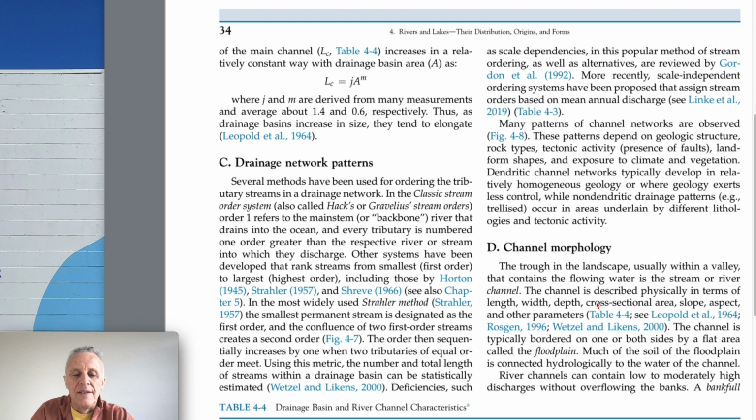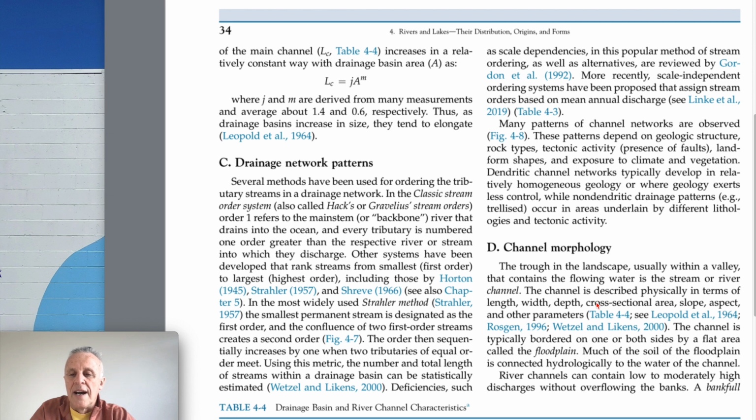Other systems have been developed that rank streams from smallest, first order, to largest, highest order, including those by Horton and Shreve, etc. In the most widely used Strahler method, the smallest permanent stream is designated as the first order, and the confluence of two first order streams creates a second order. The order then sequentially increases by 1 when two tributaries of equal order meet. Using this metric, the number and total length of streams within a drainage basin can be statistically estimated.